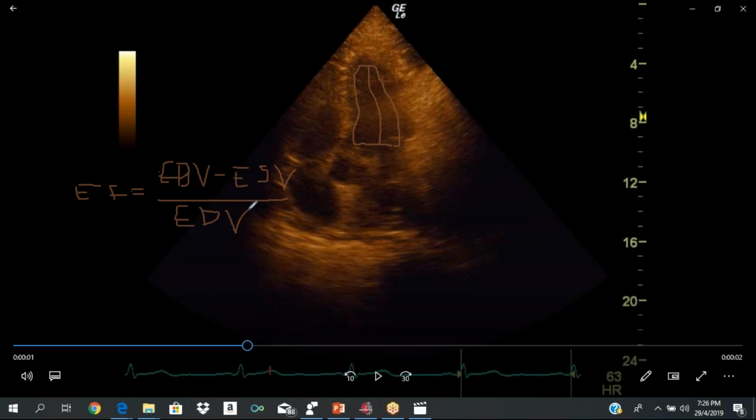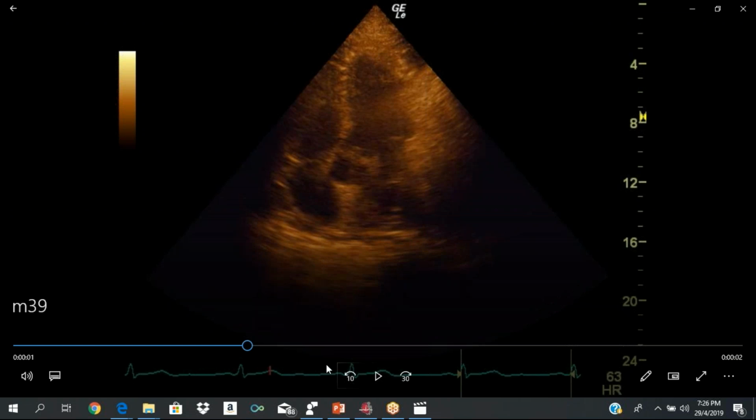But the values differ somewhat for males and females. So the updated information gives you the ejection fraction for males and the ejection fraction for females. So this is your ejection fraction. But you can just look at it and get a good idea.